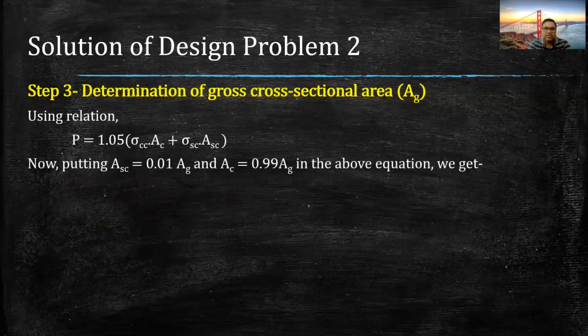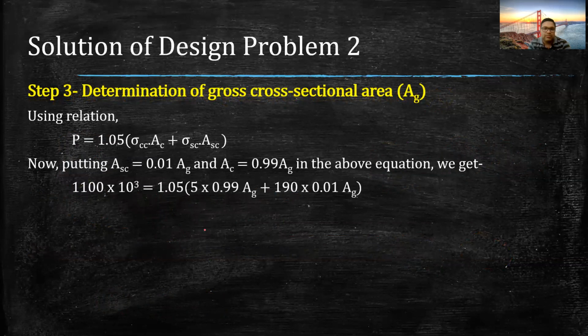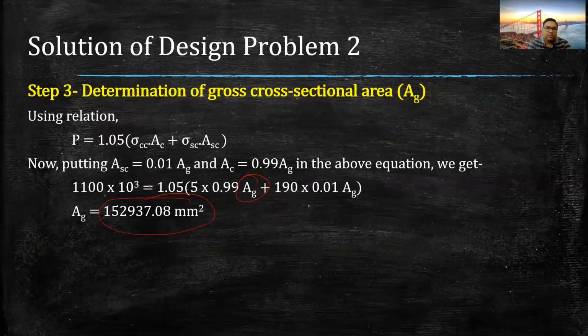We will put this here in the equation. By putting it in the equation, the only unknown is AG. So now solving this equation, we get the AG as this area. So now this is the gross cross-sectional area of the column.